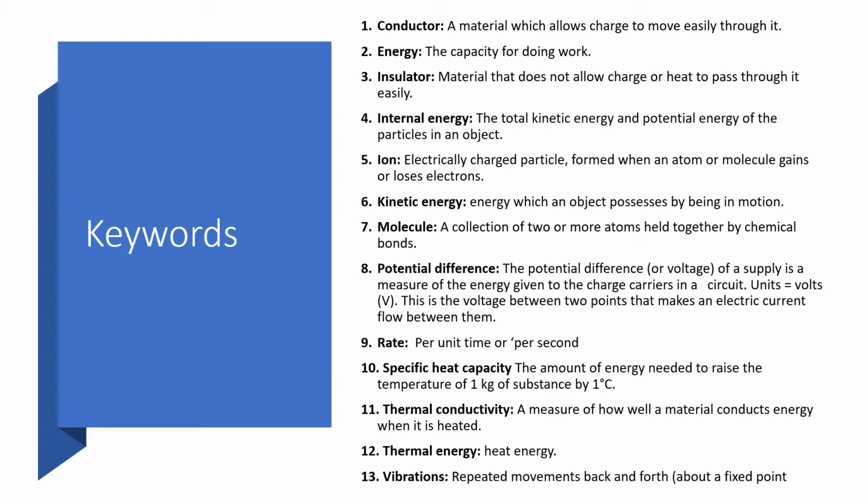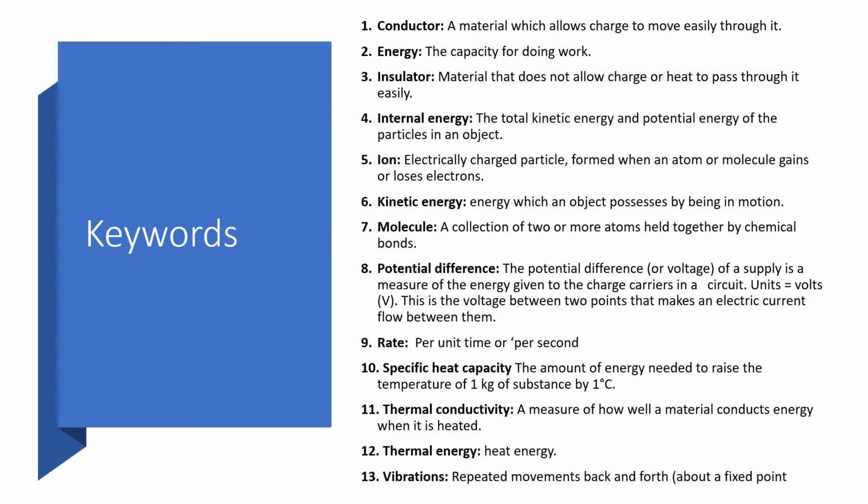So a conductor is a material which allows charge to move easily through it. 2. Energy is the capacity for doing work. Insulator. An insulator is a material that does not allow charge or heat to pass through it easily. So it's the opposite of a conductor. Internal energy. Internal energy is the total kinetic energy and potential energy of the particles in an object.